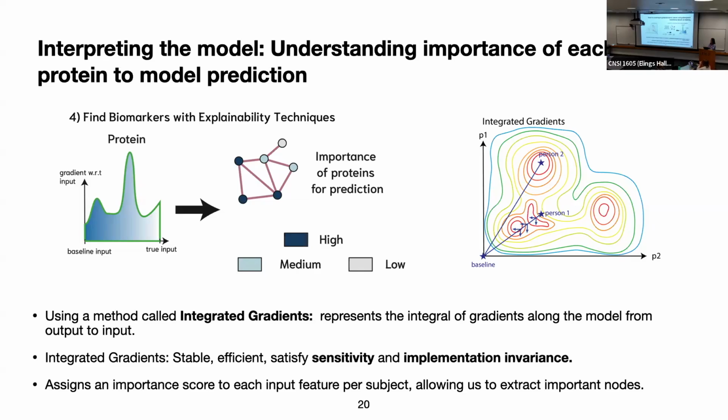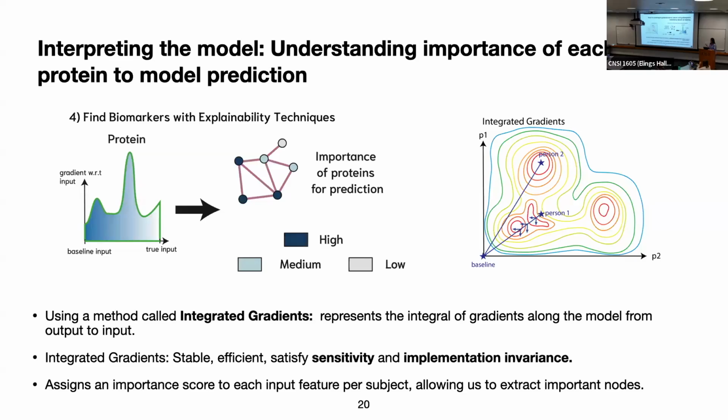And then implementation invariance is that if you have two different networks that take the same inputs and have the exact same outputs, their explanation should also be the same, because we want to reflect true behavior rather than design works of our models. And so what do we get out of this? We get basically an importance score per person per protein. So this is subject specific.